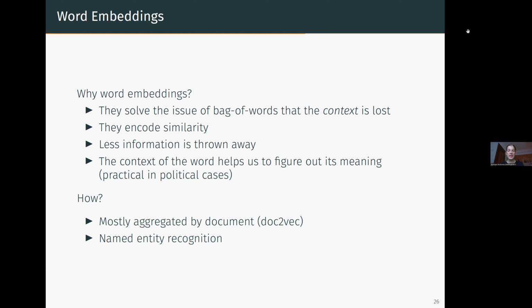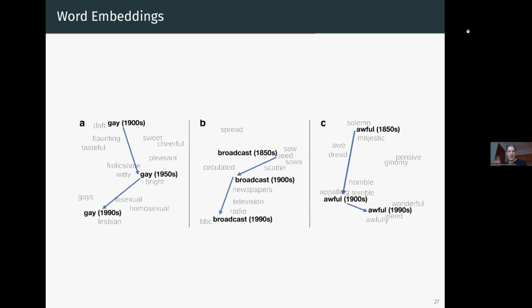And the context of the word helps us figure out its meaning, which is very practical in political cases, because very often a word has a particular meaning there. There's lots of wordplay and politics in a text, so knowing the context is very relevant. For example, with numbers, 4% has a way different meaning in the context of the EU than it might have in something like a tax-related matter in a country. So that really is important, and these kinds of things happen.